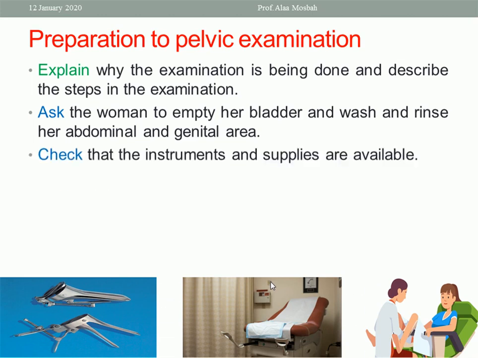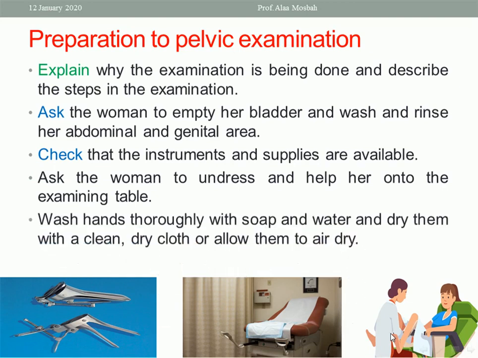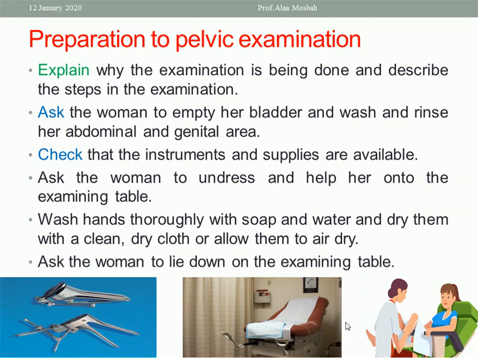Check that instruments and supplies are available like this. This is Cusco speculum, and all instruments needed should be ready. This is the examination table, also ready. Ask the woman to undress and help her onto the examination table. Like this one, the patient is lying on the examination table. Wash hands thoroughly with soap and water and dry them with a clean, dry cloth or allow them to air dry. Ask the woman to lie down on the examination table.